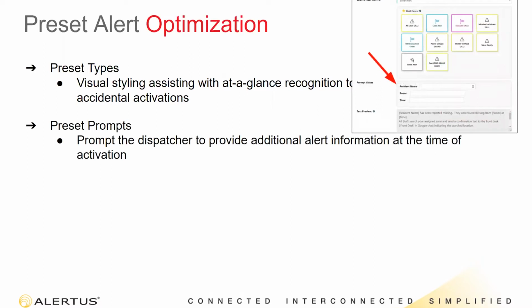Preset prompts are great because, as I mentioned, since all of the aspects of the alert, including the message, are already pre-planned and pre-configured, the system does not typically allow preset alert messages to be customized at the time of activation. However, if there are certain aspects of the situation that need customization at the time of activation, then you can use preset prompts, which will prompt the user to enter specific bits of information depending on the scenario, and it will update the text in real time, and that is the information that will be sent out with the alert.